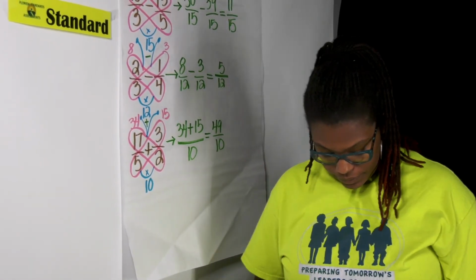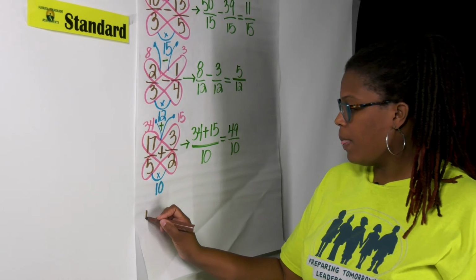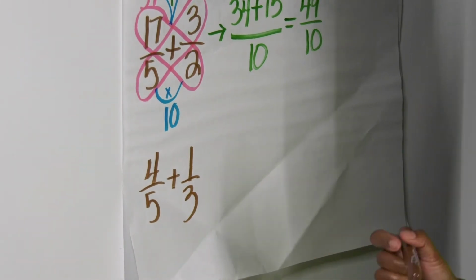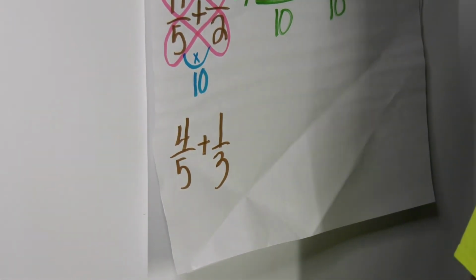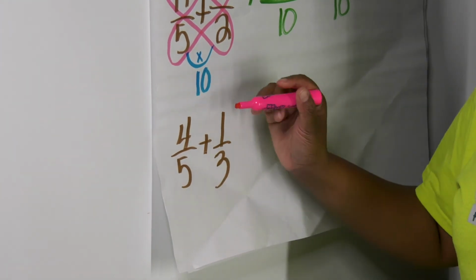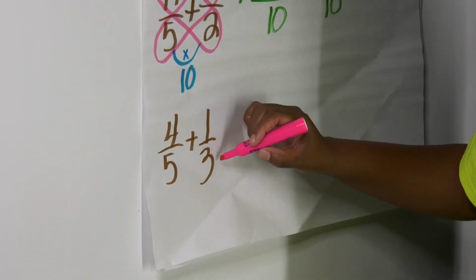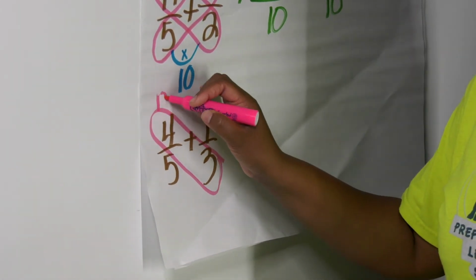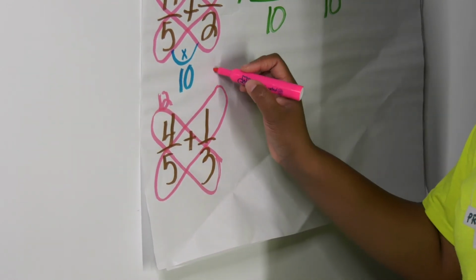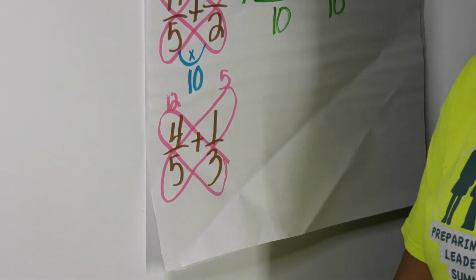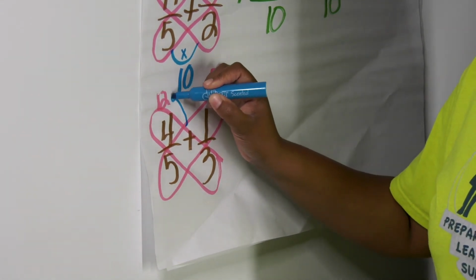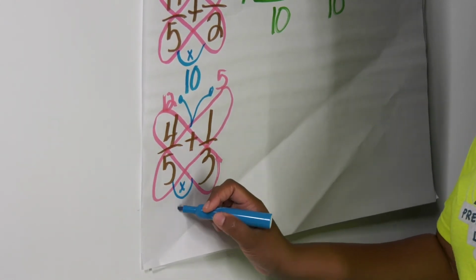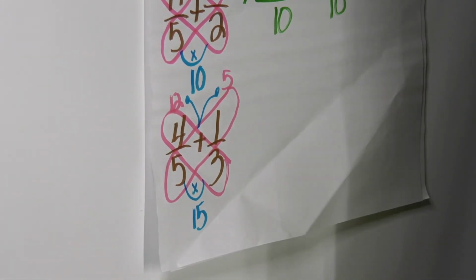And lastly, 4/5 plus 1/3. So we're adding. Some people call this cross multiplying, but in this case, we're just gonna call it our butterfly method. 4 times 3, 12, and 1 times 5 is 5. So we have our two numerators. That's what these are, our new numerators. And then we're gonna multiply down here to find a common denominator, which is 15.